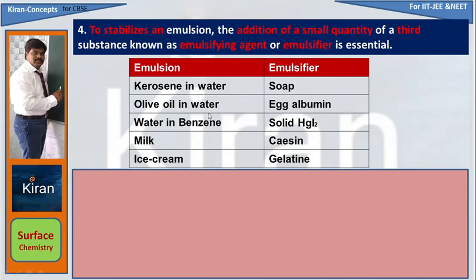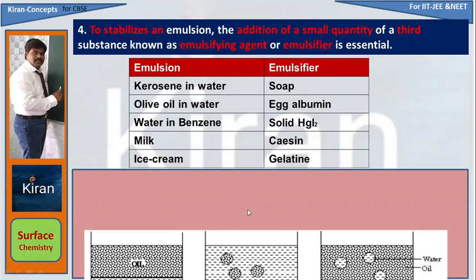Olive oil in water, where egg albumin acts as the emulsifier. Water in benzene, with solid HgI2 acting as the emulsifier. Milk: when you add casein, it keeps the fat and water from separating. To keep it from separating, you have to add casein. Ice cream: gelatin you have to add.